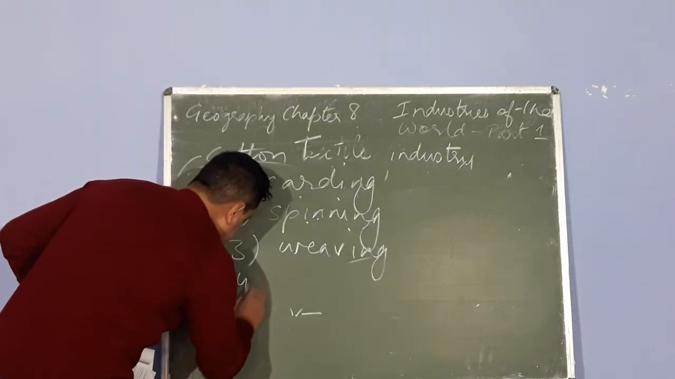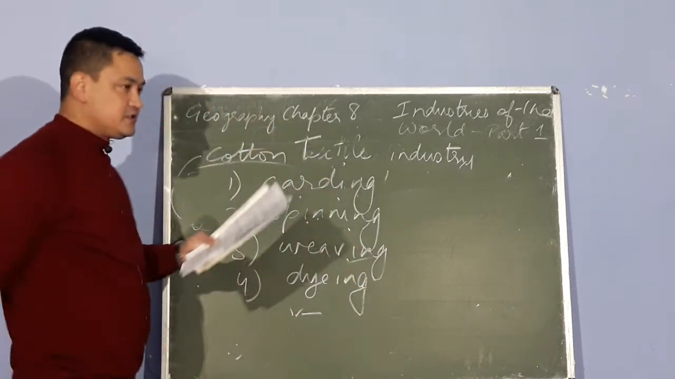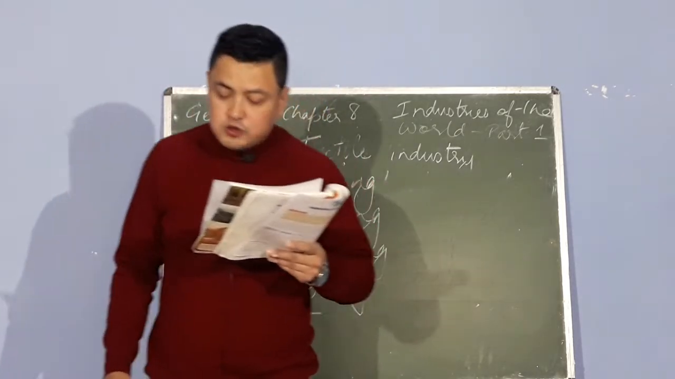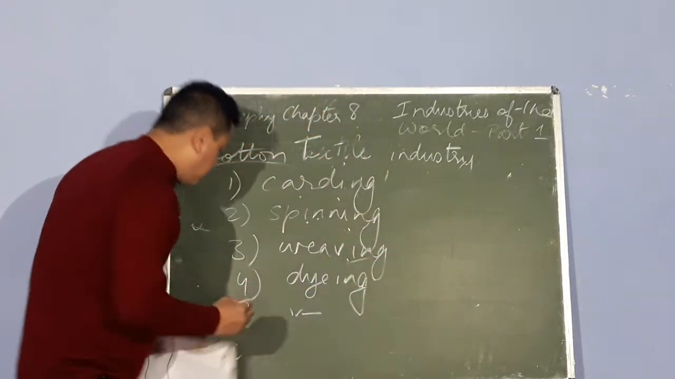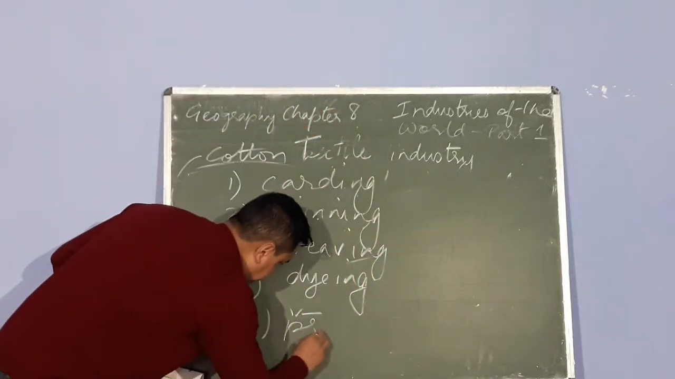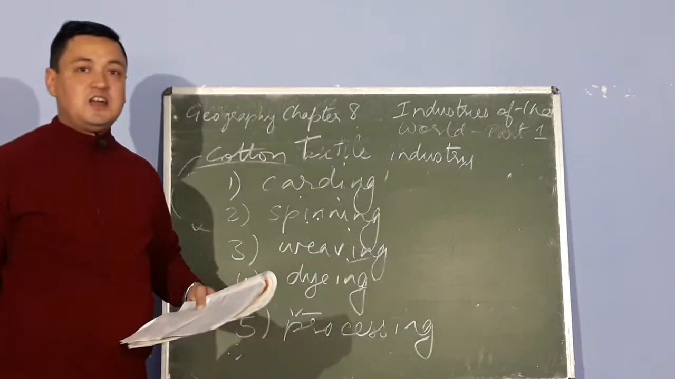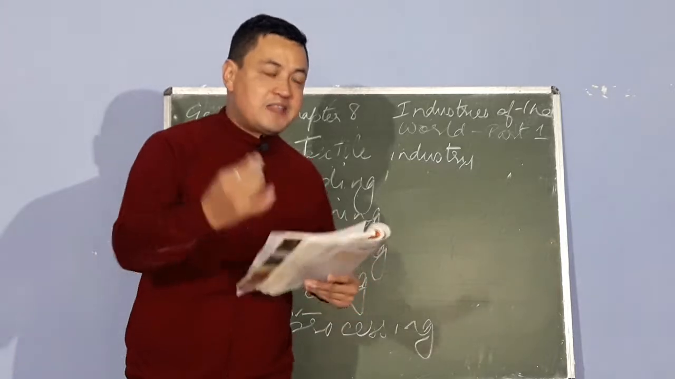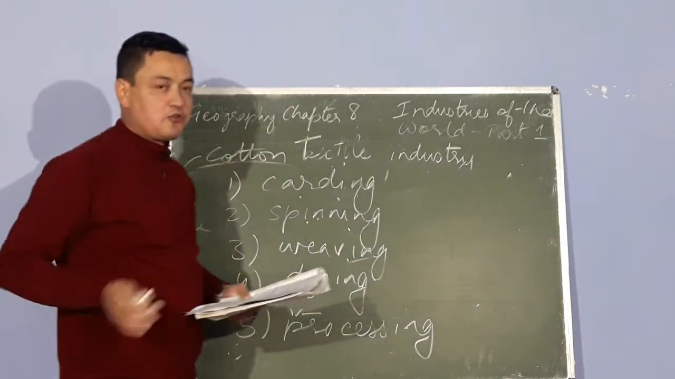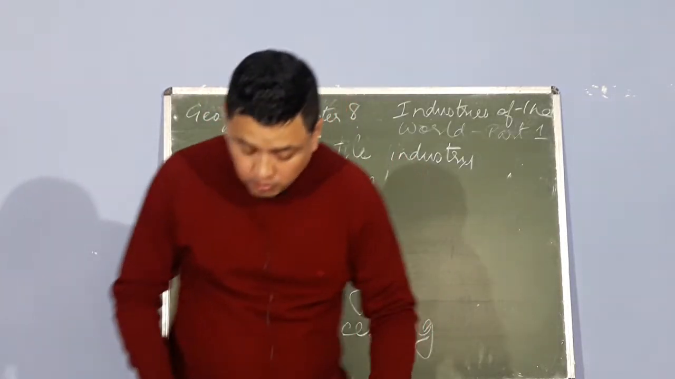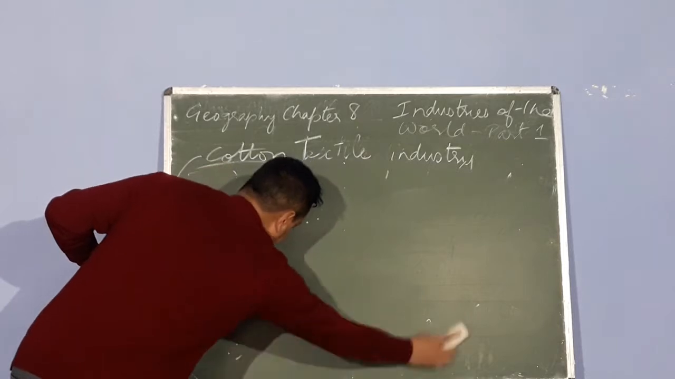The fourth process is known as D-Y-E-I-N-G, dyeing. Dyeing means to use dye to change the color of the cloth. And the fifth process is known as processing, P-R-O-C-E-S-S-I-N-G, to treat the cloth or to prepare the cloth suitable for the market. These are the 5 processes which are involved in cotton textile industries. So we are learning about the requirements of cotton textile industries now.